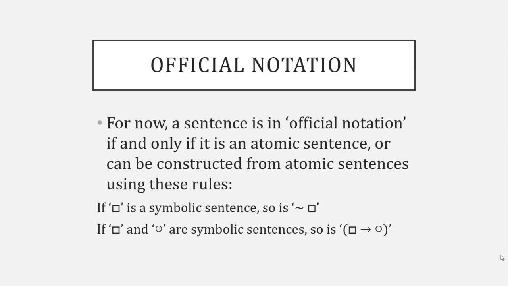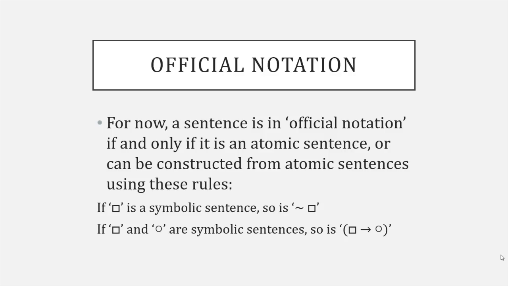So you can tell that something is in official notation if you could build it up by following exactly these rules, these two construction rules that I showed you before. So if square is a symbolic sentence, then so is negation sign square, not square. And if square and circle are symbolic sentences, then so is bracket, square, then circle, close bracket.